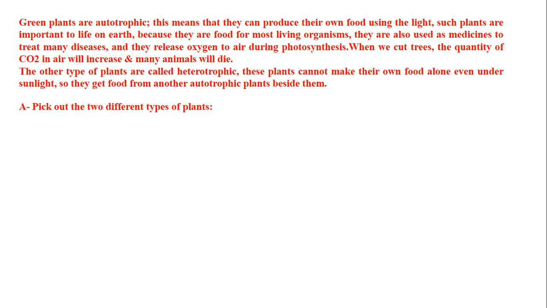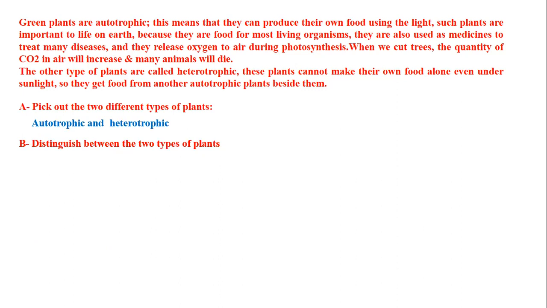The other type of plants are called heterotrophic. These plants cannot make their own food alone, even under sunlight, so they get food from another autotrophic plants beside them. First question, pick out the two different types of plants. As we said, there are two types, autotrophic and heterotrophic.